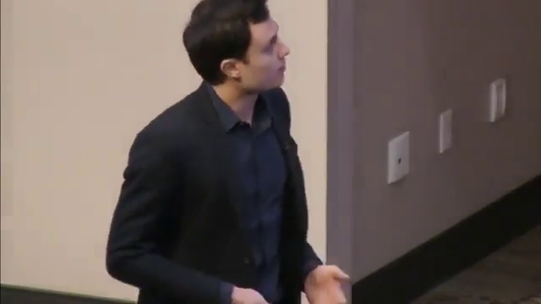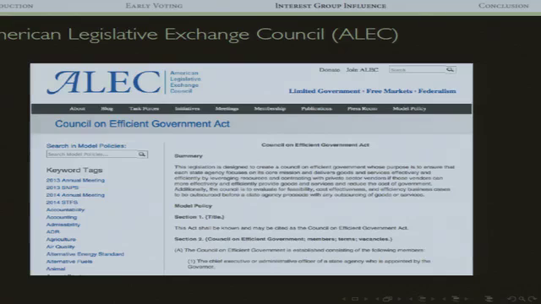So one might think that this is state legislators learning from each other. But in fact, after digging around, what we find is that there's an interest group called the American Legislative Exchange Council, or ALEC, that creates model legislation and disseminates it to state legislators for implementation. Okay, so this is a screenshot of their website that shows the model legislation for this Council on Efficient Government.